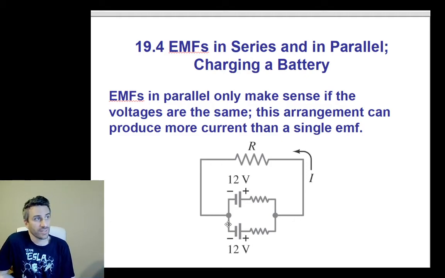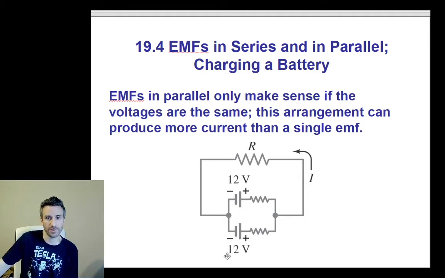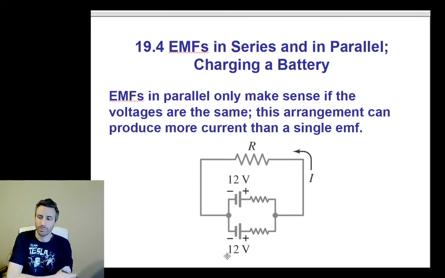This is the sort of reason why when you jumpstart a car, you have one car that's running fine and another car that has a dead battery. That dead battery has a voltage that is so low that it won't even start the car. So when you jumpstart a car, you put positive to positive, negative to negative. You're putting them in parallel.